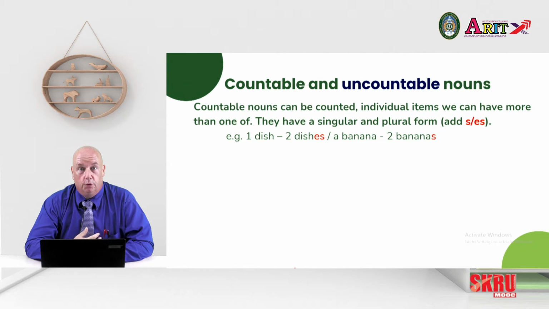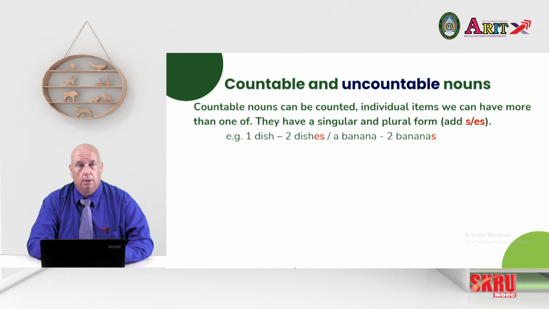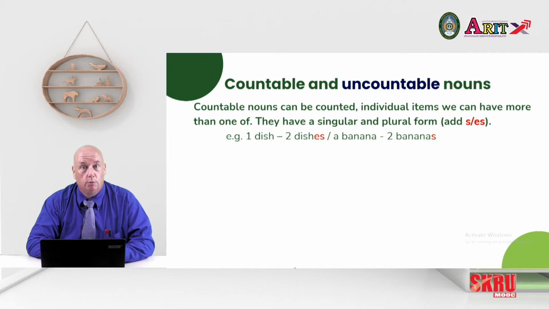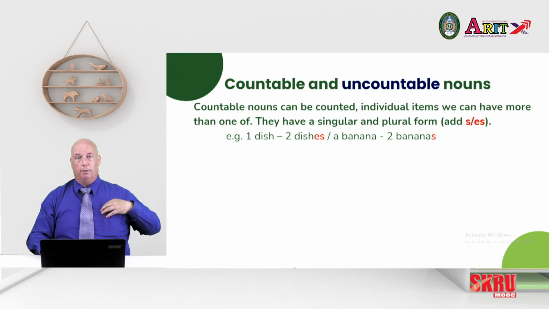Nouns are the words that we use for the names of things. Everything's got a name, that's a noun. And in English they can be either countable or uncountable. And as the name suggests, countable nouns can be counted. So it's an individual item and we can have more than one of them.